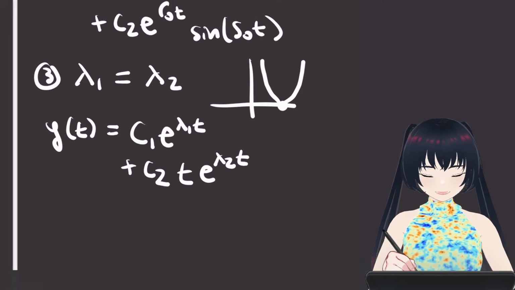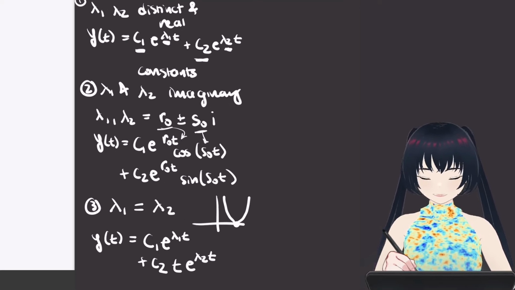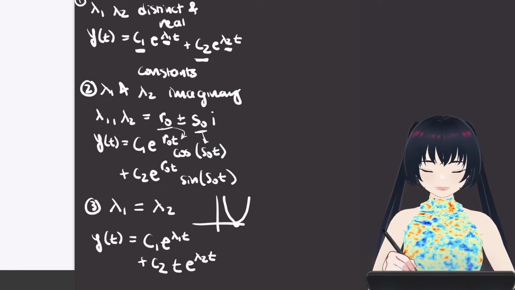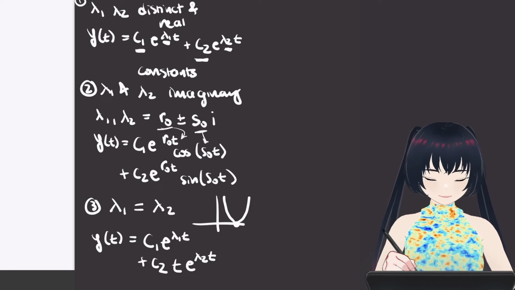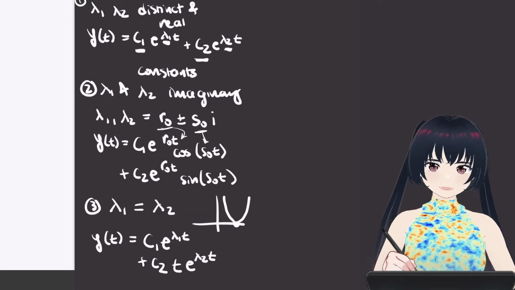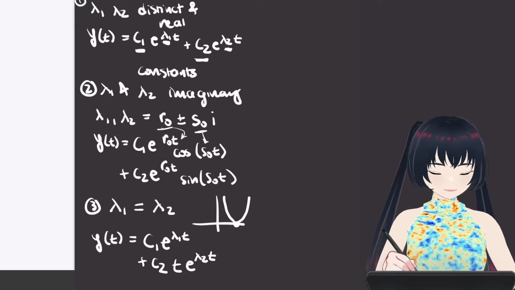And those are all the cases we could deal with. Case 1, when lambda 1 and lambda 2 are distinct and real. Case 2, when lambda 1 and lambda 2 are imaginary. And case 3, when lambda 1 is equal to lambda 2. Now, that was a lot of information. And of course, it may also seem like a lot of memorization. But let's actually work through an example.